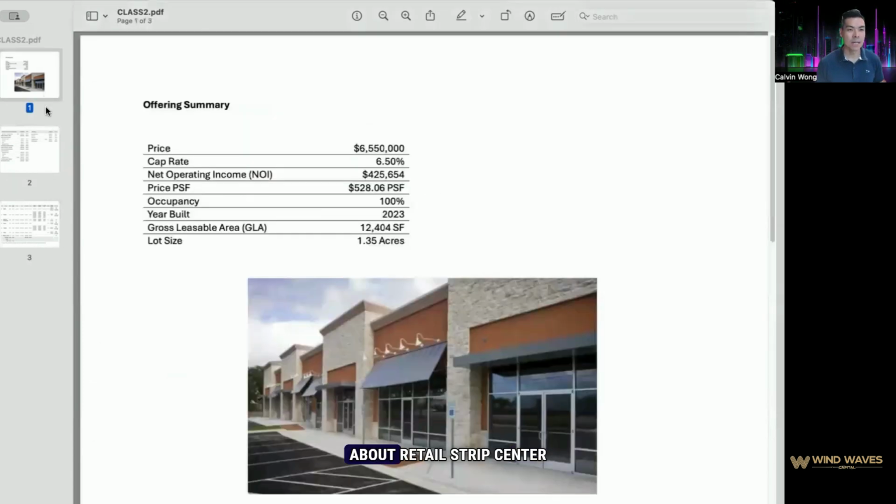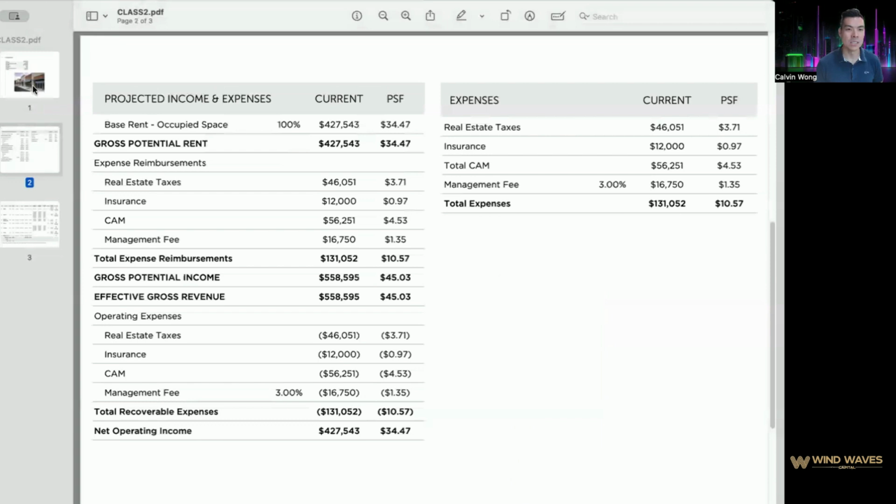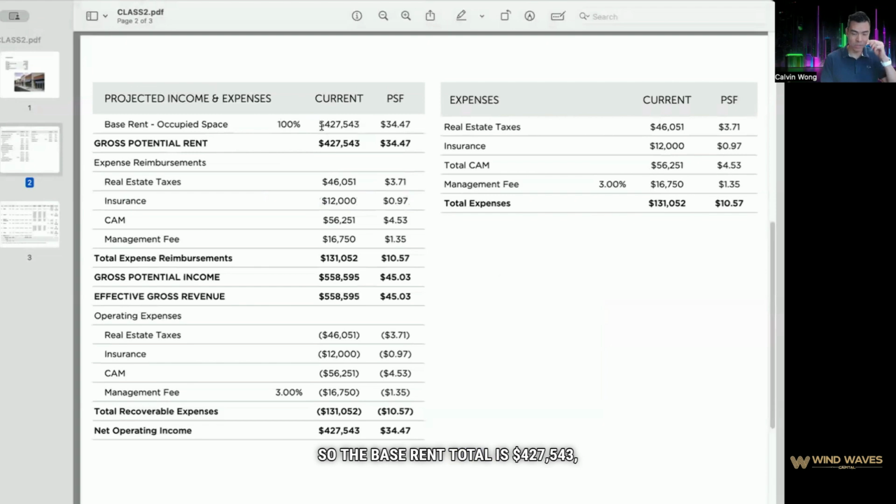Another thing that I like about retail strip centers is their triple net leases. That means the tenant reimburses the operating expenses: the property tax, the property insurance, the CAM charges, CAM meaning common area maintenance, and then the management fee. Depending on your lease, you can roll in those fees as part of the triple net so that the tenant reimburses you. The base rent total is $427,543, and the tenant reimburses you the property tax, insurance, CAM, and management fees.